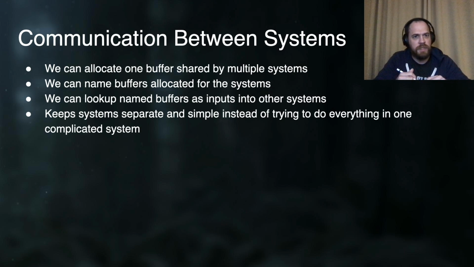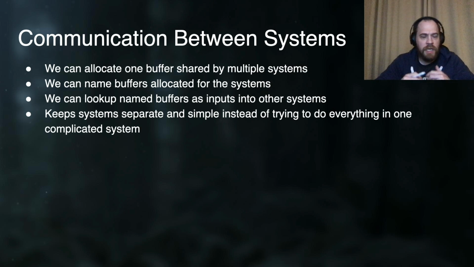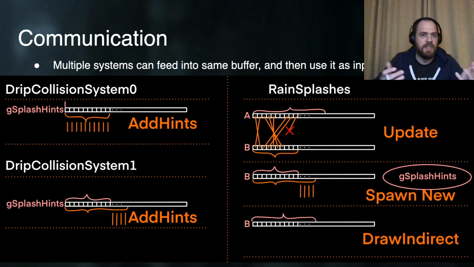As far as communication between systems, what if we want to make more complex behaviors? We do have the ability to create global buffers that the particles can add to and read from. For example, building on top of the rain splashes, we have these drip collision systems that are just phantom particles falling, and if they generate a collision with the depth buffer, they potentially add a hint to this global buffer, the G splash hint buffer. So we have multiple systems feeding into that buffer, and the rain splashes will read that buffer when they're spawning new particles. They will use those hints to spawn new particles.